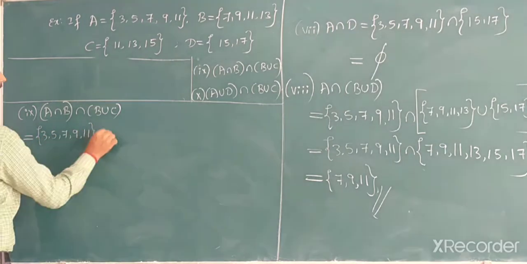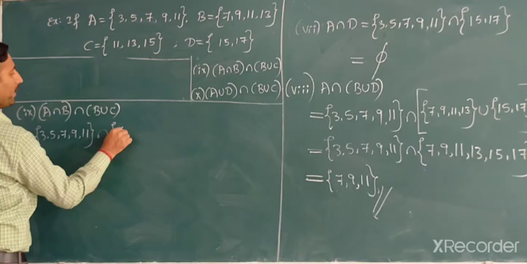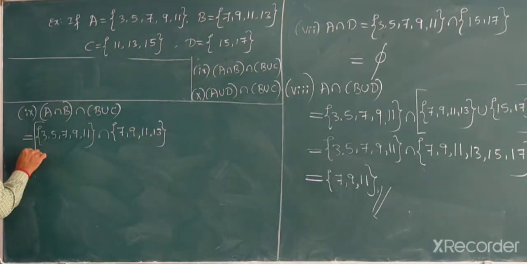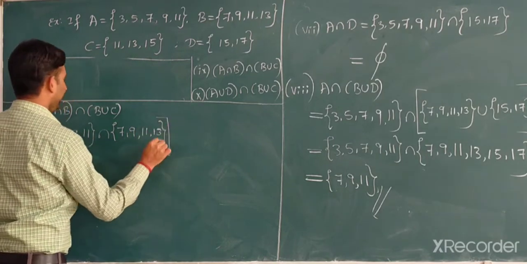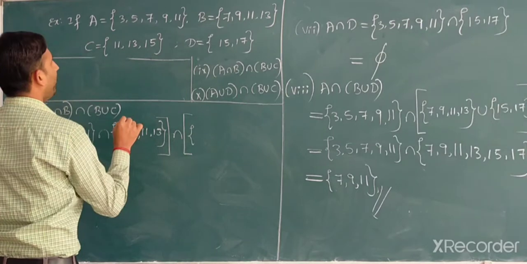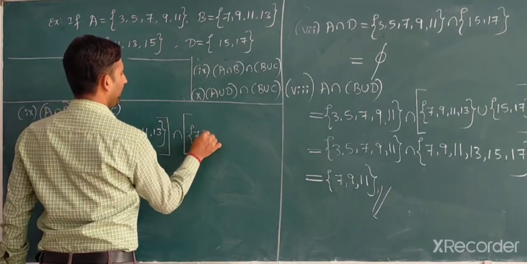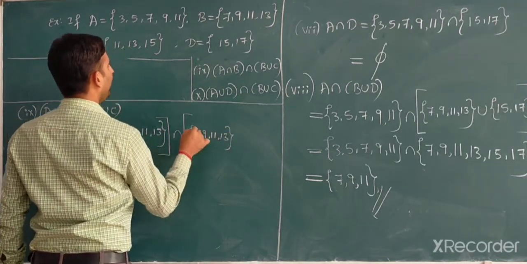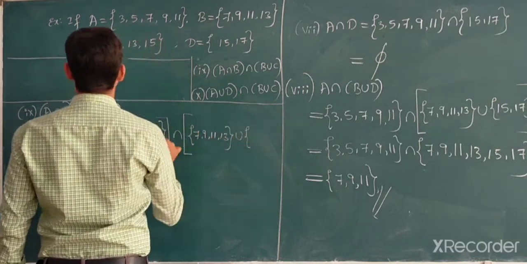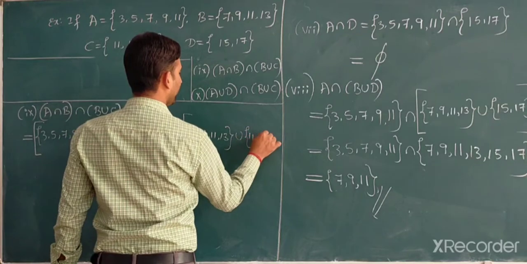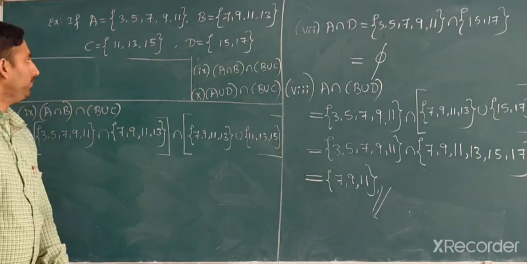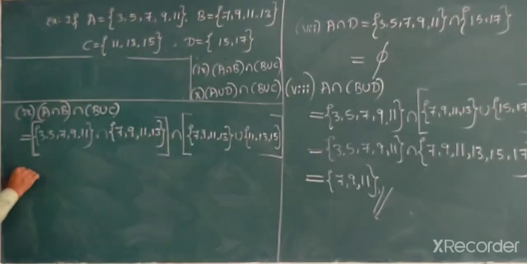A intersection B value is 7, 9, 11, 13. It's the value of A intersection B. What is the value of B? 7, 9, 11, 13. B union C: 11, 13, 15, which is equal to.